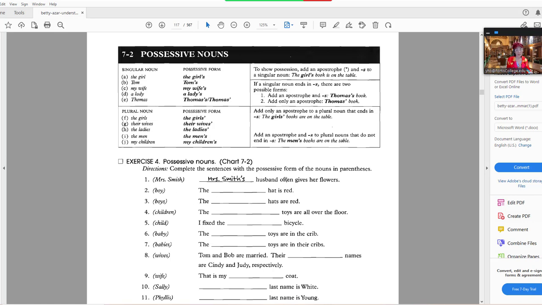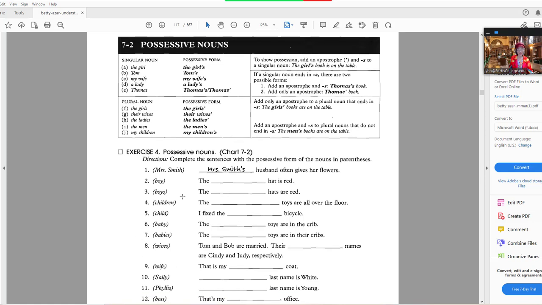So the boy's hat is red. You would write B-O-Y apostrophe S. Here you write B-O-Y-S apostrophe. The children's toys are all over the floor. I fixed the child's bicycle.